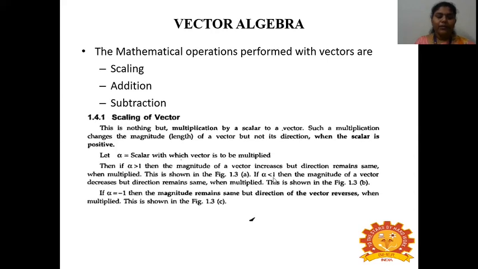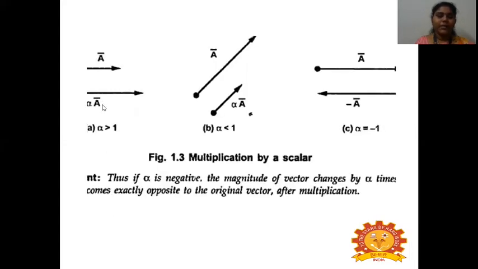If the alpha value is less than 1, then the magnitude of the vector will decrease, and again the direction remains the same. Suppose the alpha value is equal to -1, then the magnitude will remain the same, but the direction of the vector will get reversed. That we will see in this diagram.